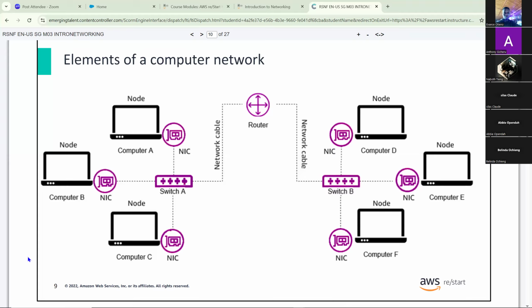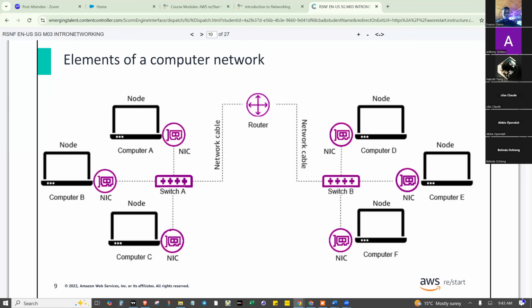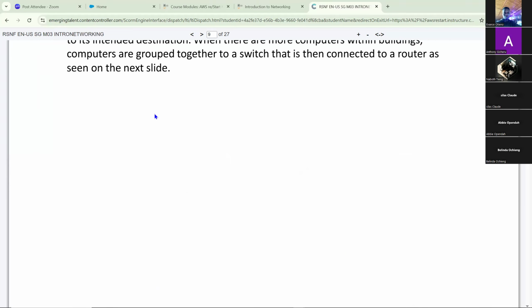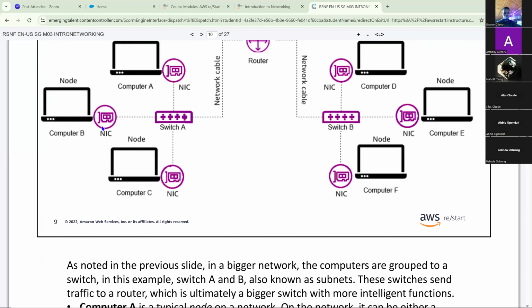Okay, awesome. Back to this illustration that we have here. Let me check something. Okay, good, we are still good on time. So, elements of a computer network. On one side we have computers A, B, and C. Each of these computers has an NIC, a network interface card, these things that you see here. Each of our computers has that.